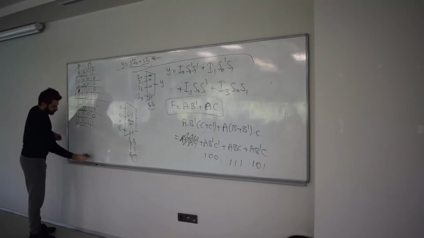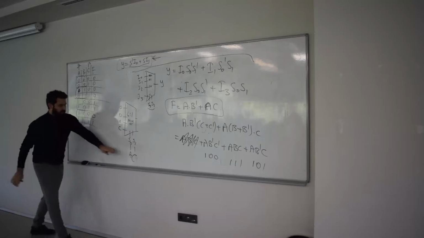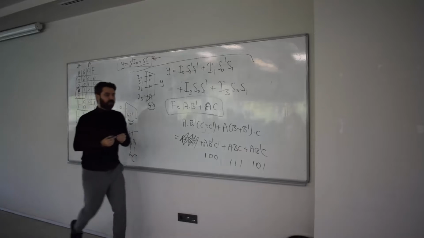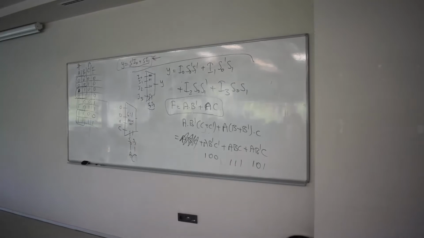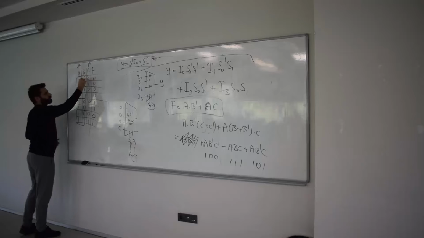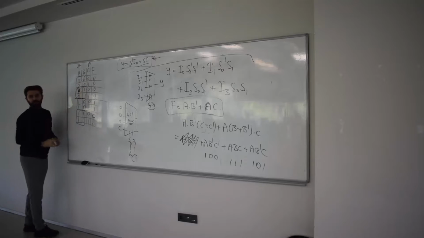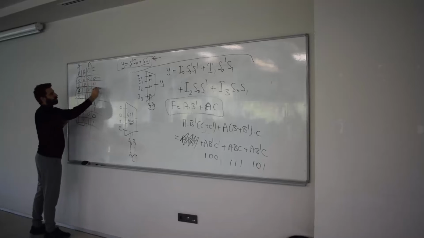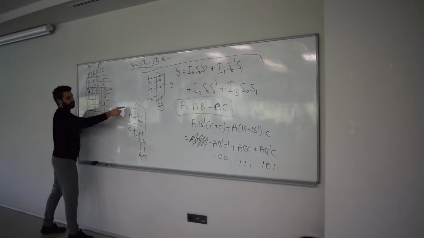Which means I now have to look at the case A equals 0, C equals 0. Let me use another color. A equals 0, and C equals 0. So what does that mean? That means A equals 0, C equals 0, A equals 0, C equals 0. So there is no grouping now, right? You look at this output and this output. It's 0, right? So you keep it 0.